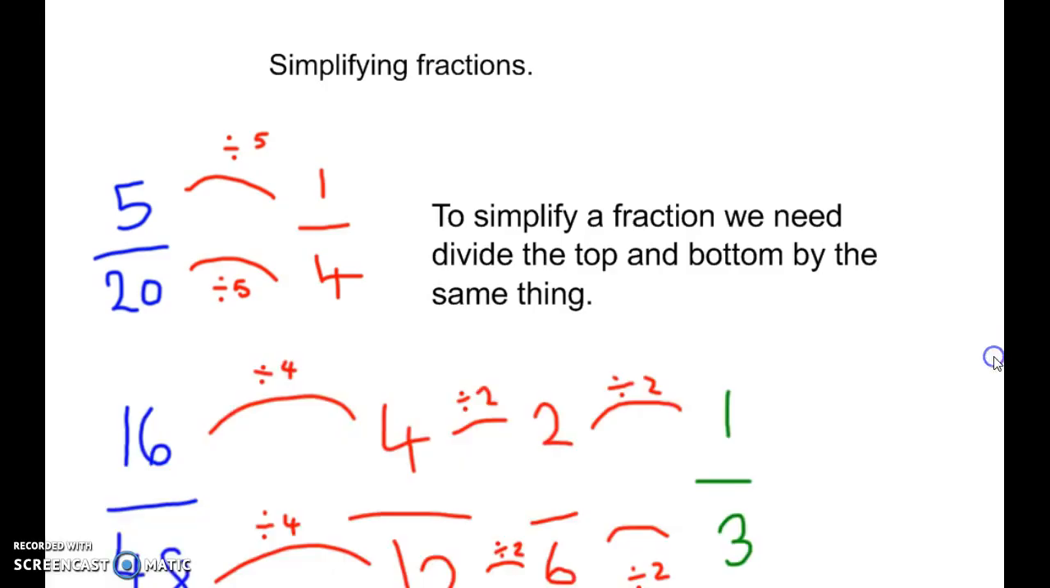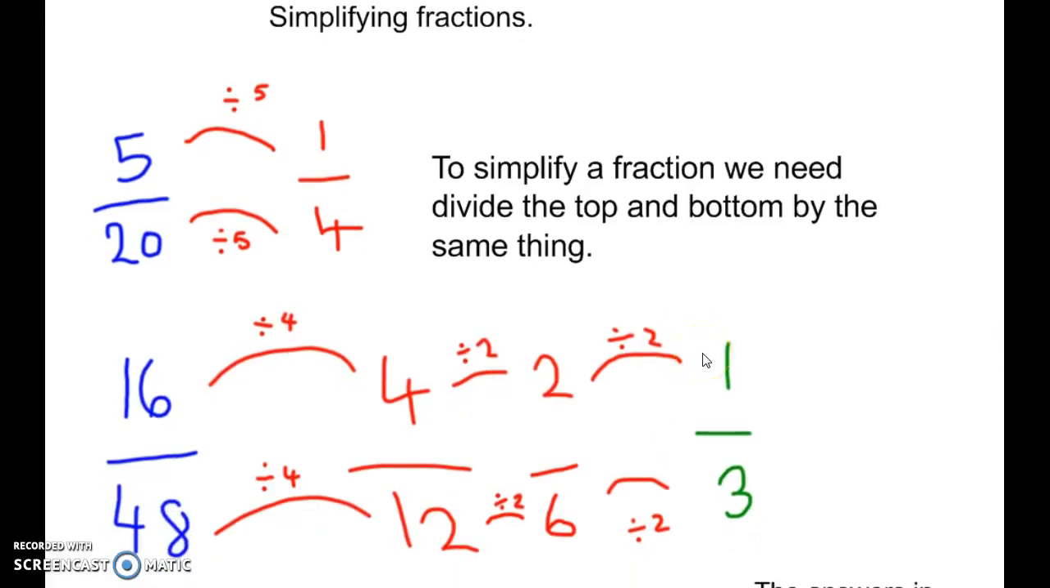Let's have a look at another one. So here I've started with 16 over 48, and it doesn't matter how many steps you take. I could have divided by 16 and gone from here to here in one step. Here I've taken 3 steps. Doesn't matter, as long as you end up here at 1/3.